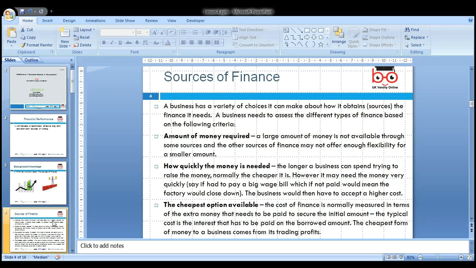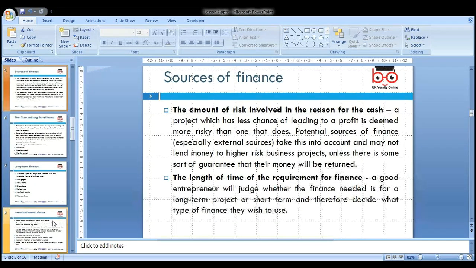Information is the lifeblood of any business. You need to make sure you get the right information at the right time, through the right source of information. That will help us to find the best options among the sources of finance. Next, sources of finance and the amount of risk.